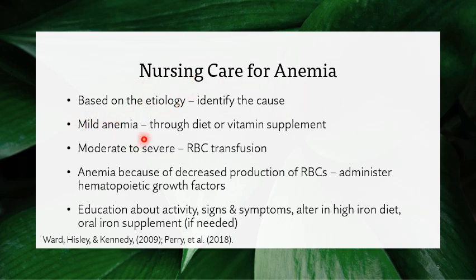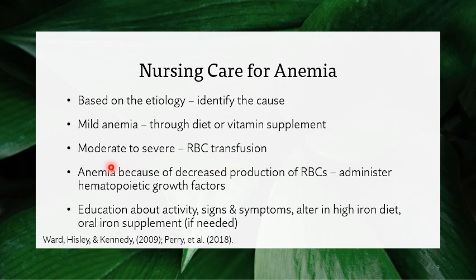For example, if it's mild anemia, we can work it out through diet or even just vitamin supplements, taking more iron, taking more vitamin B12, or even eating green leafy vegetables. And in moderate and severe conditions, obviously we will need RBC transfusion.